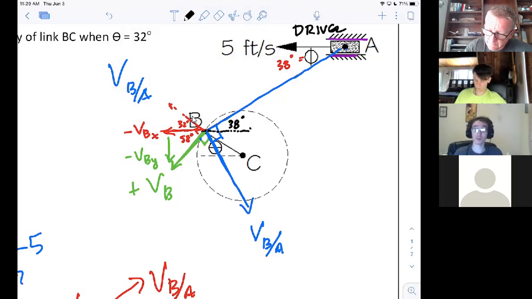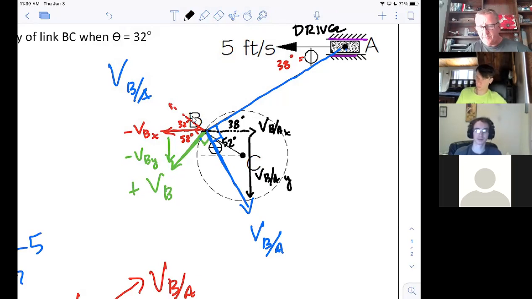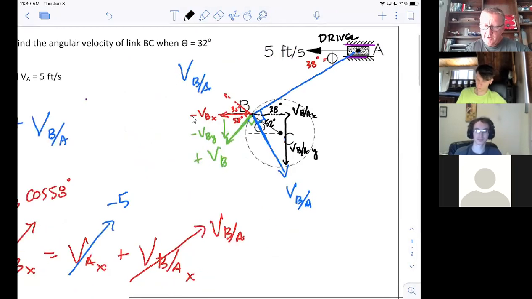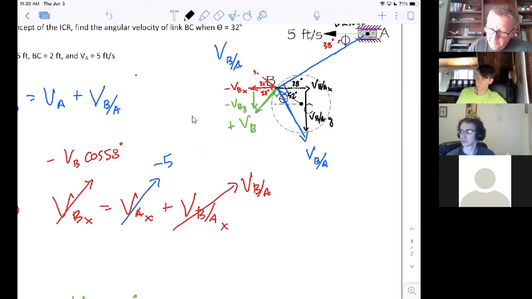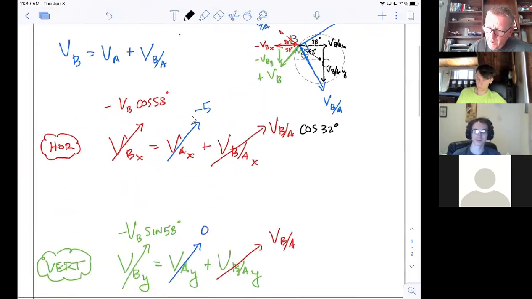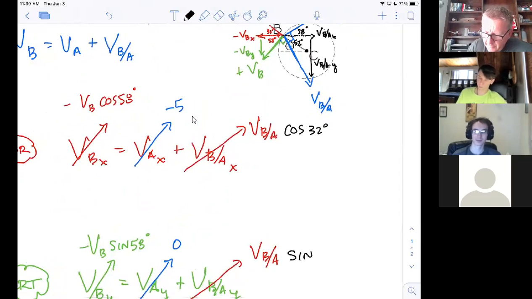So this would be my velocity of BA in the X direction. And this would be my velocity of BA in the Y direction. And since that angle is 38, that means this angle inside here is 52. And so the 52 is the one I'm going to use. So couldn't I then say that the X coordinate is the velocity of BA times the cosine of 32? And notice it's positive, it's pointing right, so I'm going to leave it positive. The velocity of BA in the Y direction is modified by the sine of 52, which I need to notice is down.